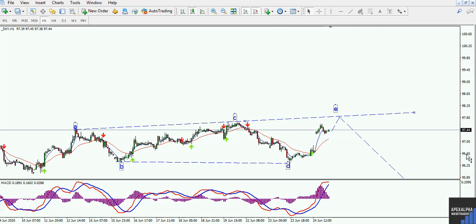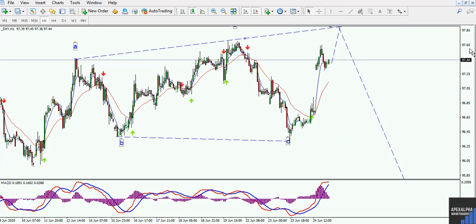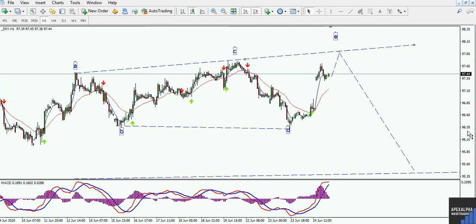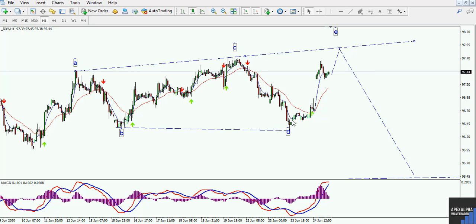Going down to the 1-hour time frame for the dollar index, you can see the A, B, C, D legs. For the fifth leg, the E wave, we are currently in waves 1, 2, 3, 4. So we possibly have one more wave to go for wave 5, and after that we can start the downward move.